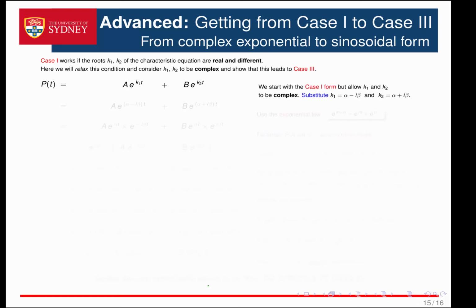Let us proceed. We will now substitute the complex roots k1 and k2 into the general solution for case 1. Specifically, let the root k1 be the real part alpha minus i times the imaginary part beta, and let k2 be alpha plus i times beta. Substituting k1 and k2 into the general solution for case 1, we get the following.